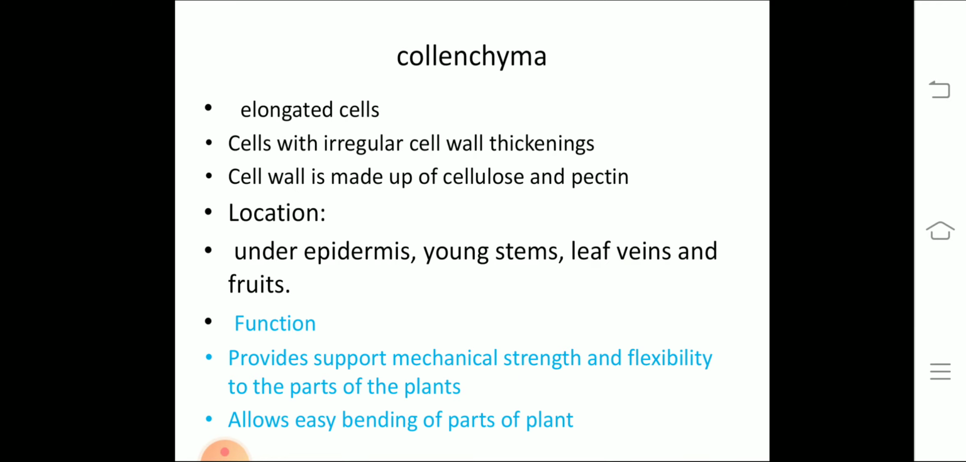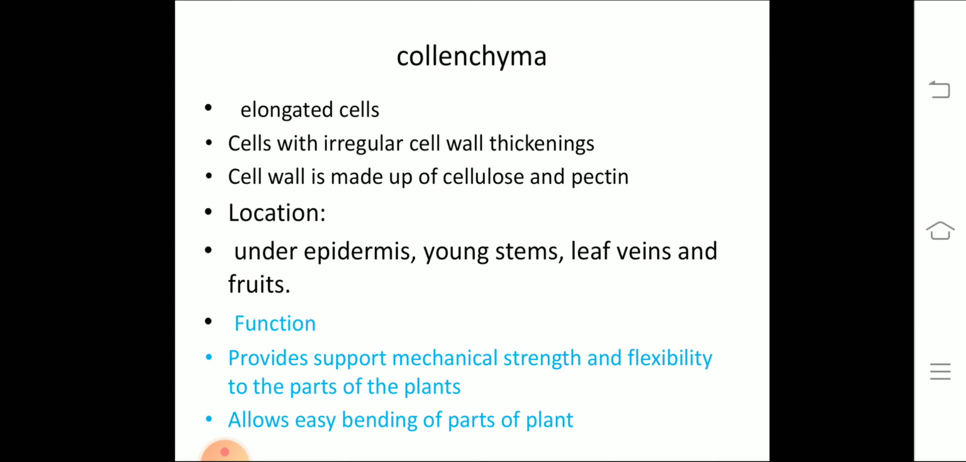Next simple permanent tissue is collenchyma. Collenchyma is made up of elongated cells, and the cells have irregular cell wall thickenings. It means they are irregularly thickened at some places. The cell wall is made up of cellulose and pectin. Parenchyma was made up of cellulose and hemicellulose, whereas collenchyma is made up of cellulose and pectin.